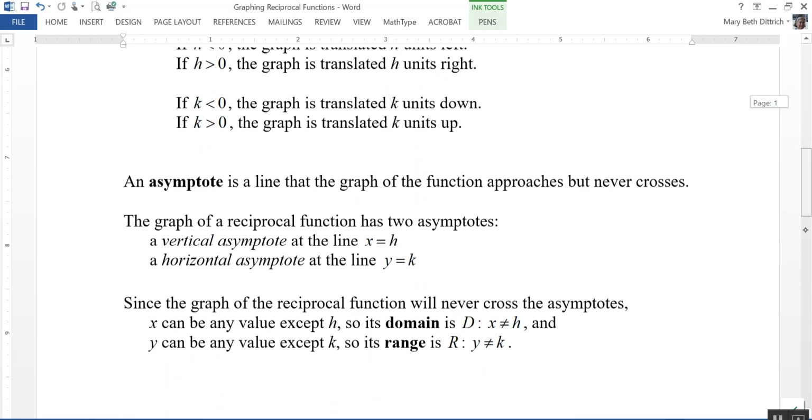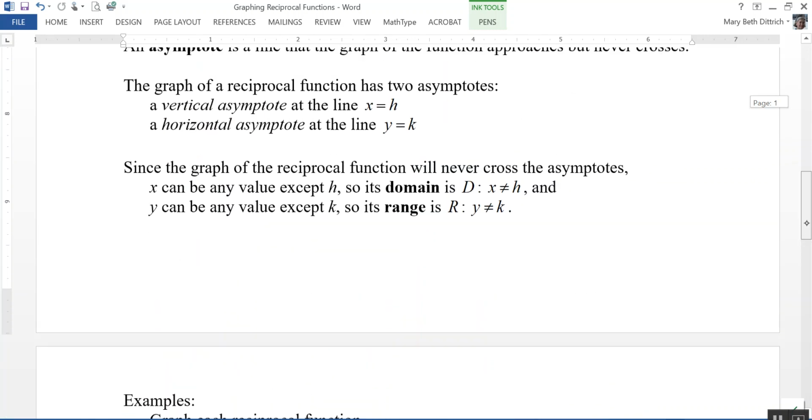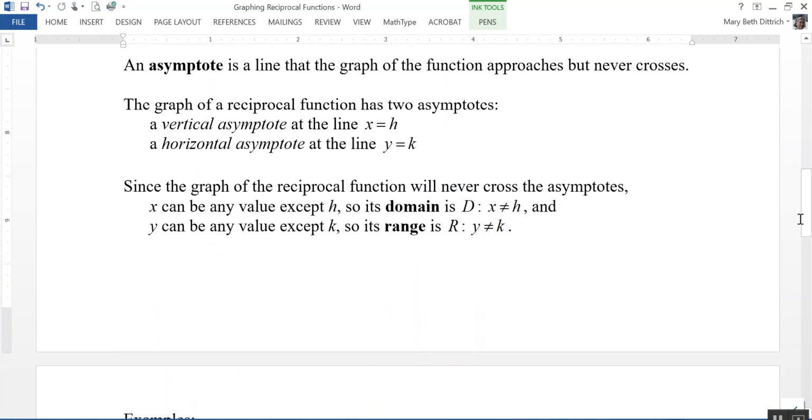Okay, let's go back and talk a little more about asymptotes here. The graph of a reciprocal function has two asymptotes. It has a vertical asymptote at the line x equals h. So whatever the value of h is, if x is equal to it, it's going to make the denominator 0. So that cannot be. So that would give you a vertical asymptote. And it's also going to have a horizontal asymptote at the line y equals k. So there's going to be a vertical asymptote going up and down, a horizontal asymptote going left and right.